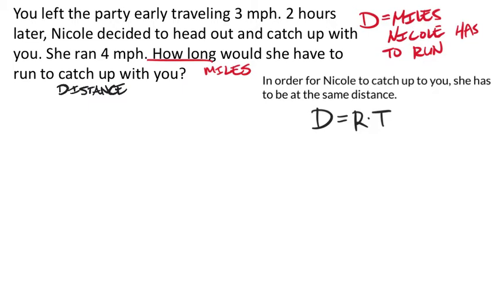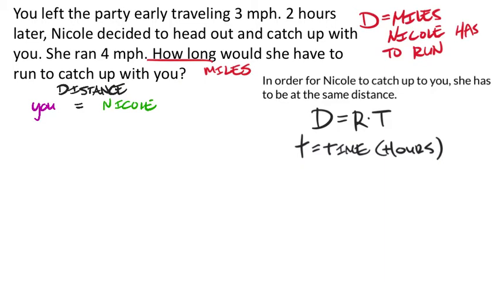So there's two distances. We have your distance, and then we have Nicole's distance, right? Well, your distance and Nicole's distance, we want to find out where they're equal. We just don't know how much time that's going to take. So again, I'm going to have to define another variable. I got t, which is time, again in hours. It's how much time it takes for Nicole to catch up to you.